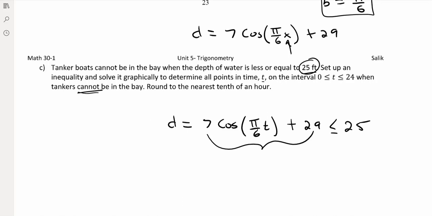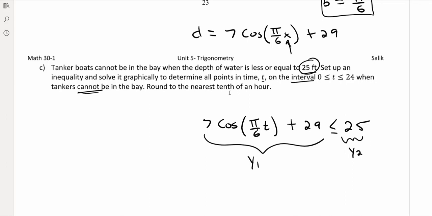So we're going to solve for what the values for t are that would make this true. There's going to be a whole bunch of numbers that make that true, so we're going to write our answer as an interval in interval notation. Here it shouldn't be d is equal to all this; it would just be this is less than or equal to 25. So I'm going to graph this side of the equation as my y1 and this side as my y2.